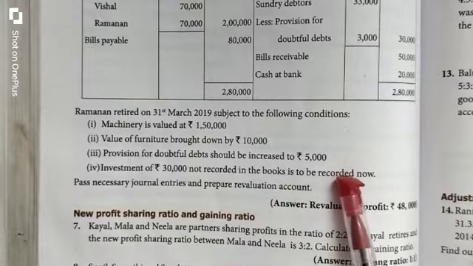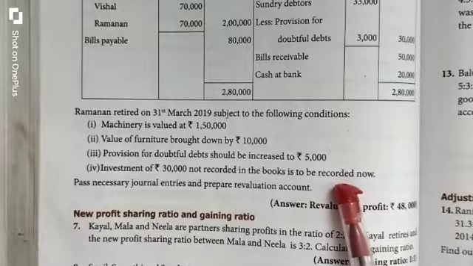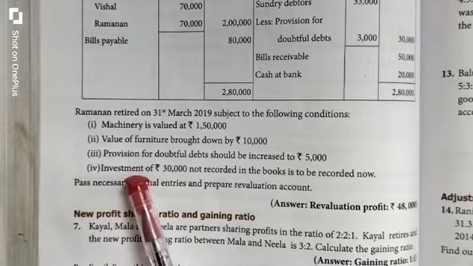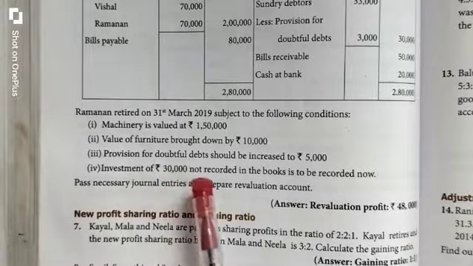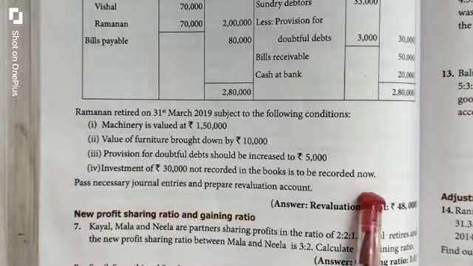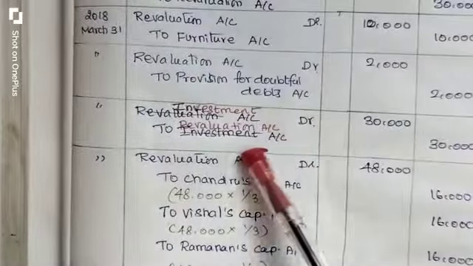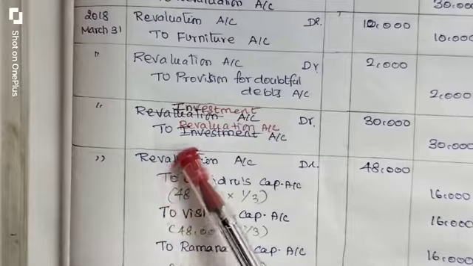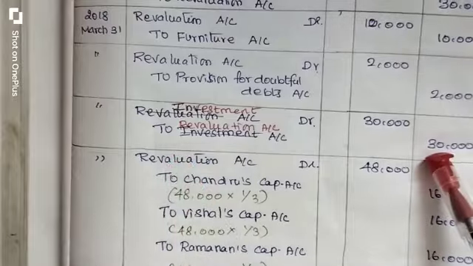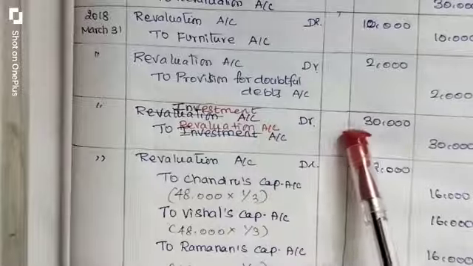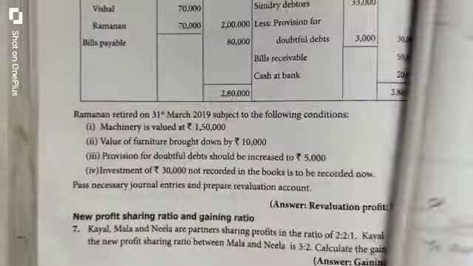At the time of revaluation, they recorded the unrecorded investment of 30,000 rupees. So, asset account increased. Whenever asset account increases, revaluation account is to be credited. So, revaluation account is to be credited 30,000 rupees and the concerned asset account, which means investment account, is to be debited 30,000 rupees.